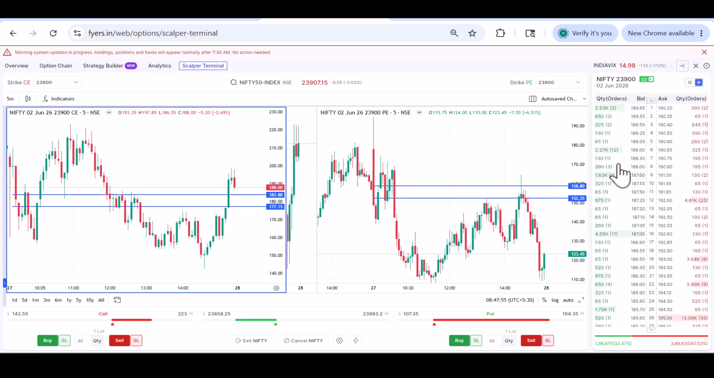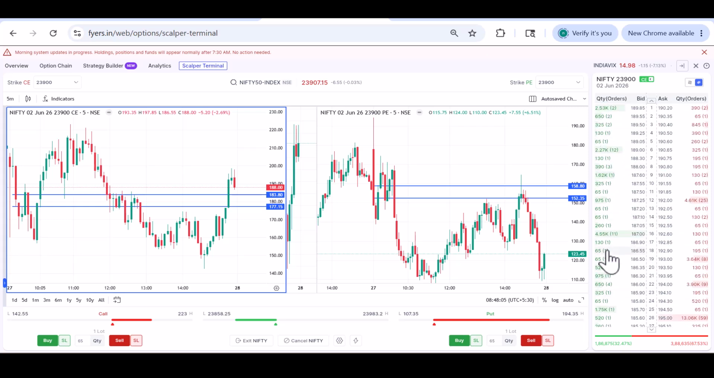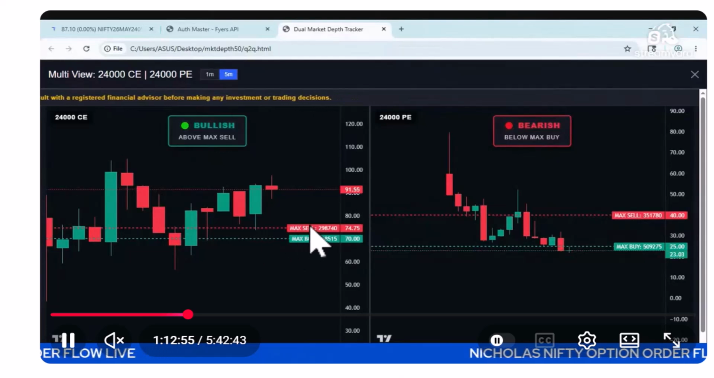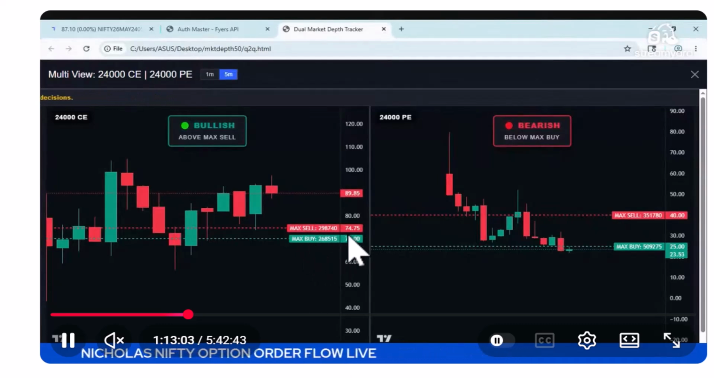Now the market is closed. In the live market, it's difficult to find which price levels have more bulk orders because they keep changing. So whenever a bulk order is placed, that level is automatically marked on the chart: maximum buy quantity and maximum sell quantity. In this video, you can see two lines, maximum sell quantity and maximum buy quantity. The order quantity you can also see here.